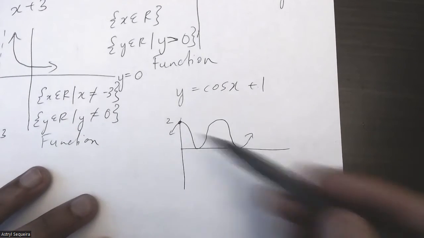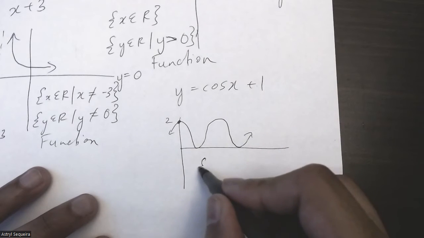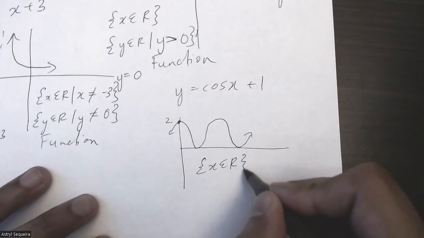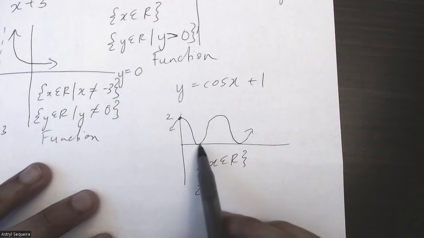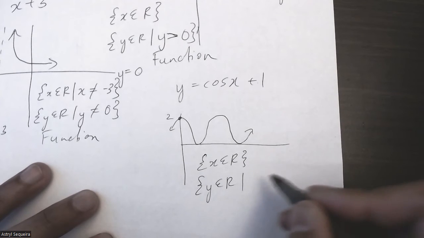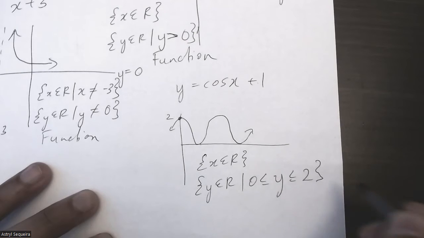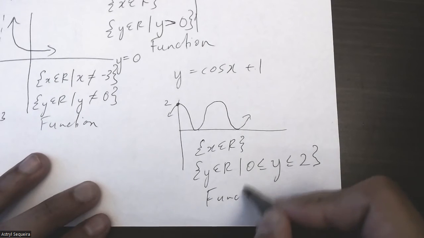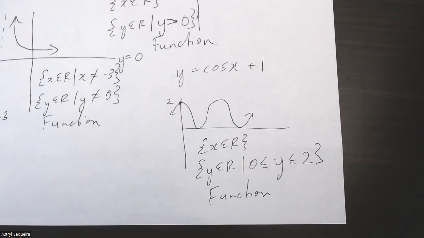So again, if I go to the left, it's negative infinity. Towards the right, it's positive infinity. So my domain is just all real numbers. My range, my minimum y value is 0. My maximum is 2. So y has to be between 0 and 2. And again, this is a function because it passes the vertical line test, and all trig functions, well, sine and cos at least, are functions. So don't have to worry about that.